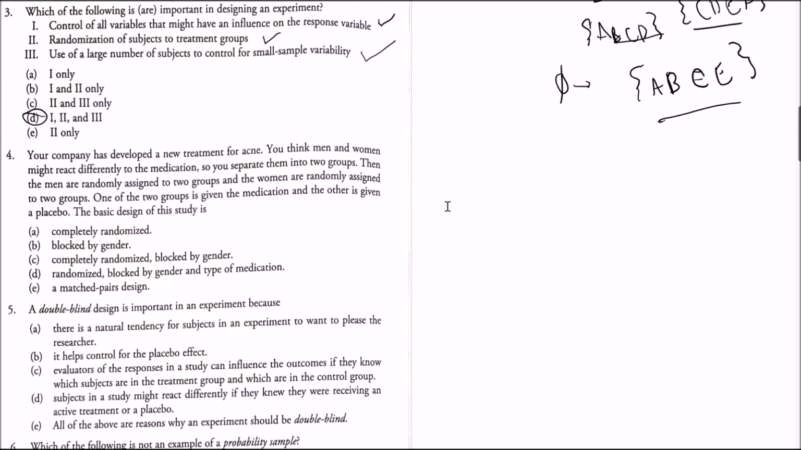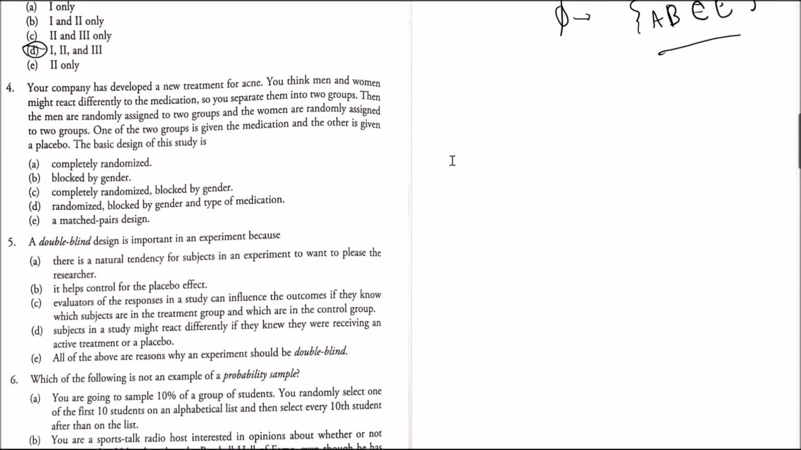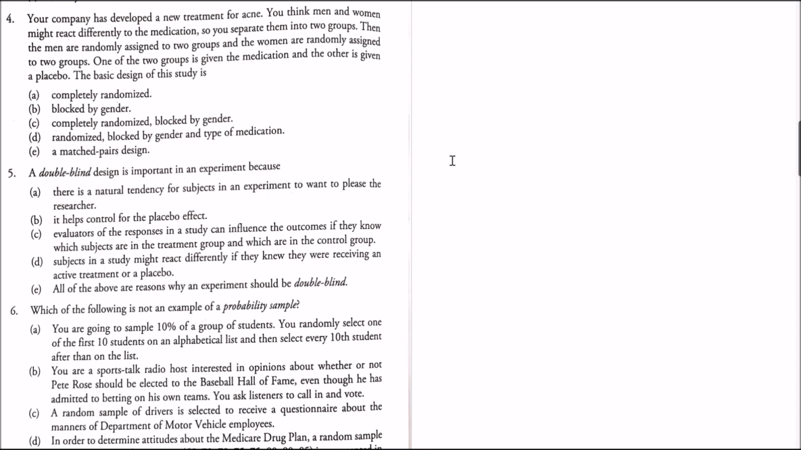All right, number 4. Your company has developed a new treatment for acne. You think men and women might react differently to the medication, so you separate them into 2 groups. Then the men are randomly assigned to 2 groups, and the women are randomly assigned to 2 groups. So we have to keep that in mind, that men and women might react differently. One of the 2 groups is given the medication, and the other is given a placebo.